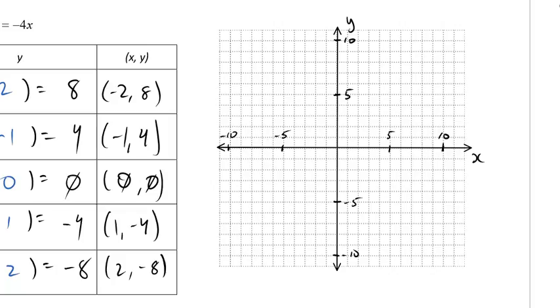And then I can plot these points. So -2 and +8, 5, 6, 7, 8. -1, 4, 0, 0. 1, -4, and 2, -8. Okay, so go ahead and finish that.